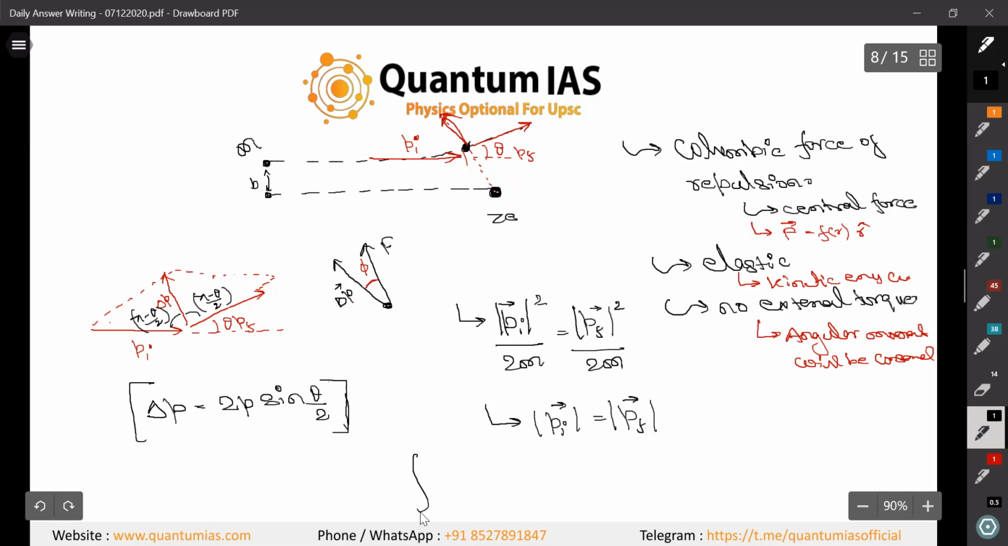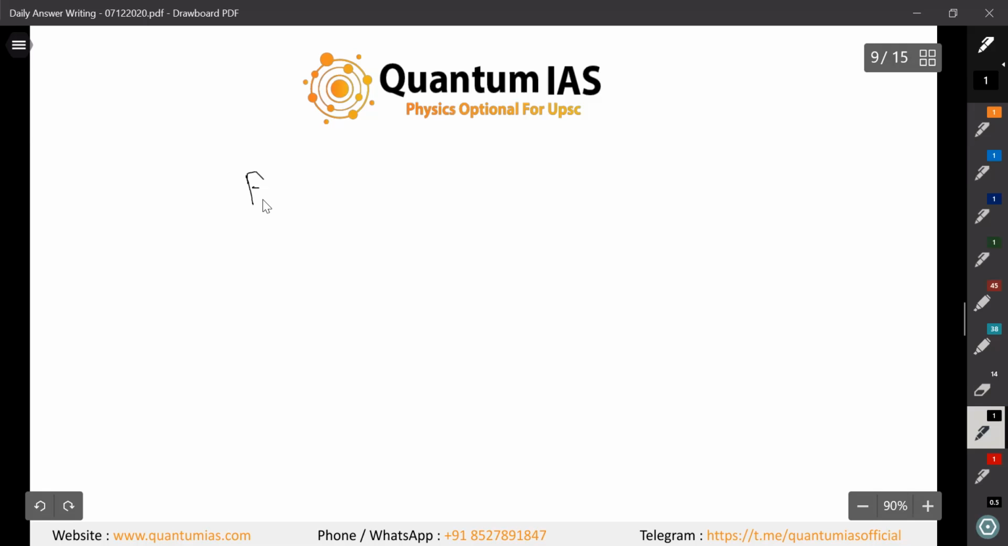Also, we know that integral of F dt is the change in momentum, because F is ultimately dp by dt. At this instant of time, this is the instantaneous force and this was the change in momentum that we are seeing here. So we can put F cos phi, which we have written here, dt, integration is equal to delta p, which we just calculated, equal to 2p sine theta by 2.